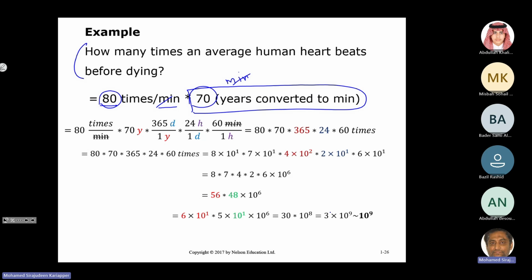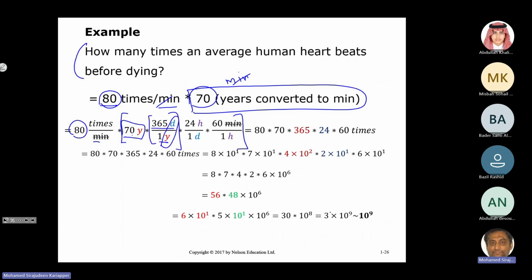Now let me go to the next part, the second line. So 80 times per minute, good. And I have to convert the 70 years to minutes. Now see how it is done. This is the conversion of unit part. I will go step by step. I'll convert the years to minutes; this is the conversion factor.